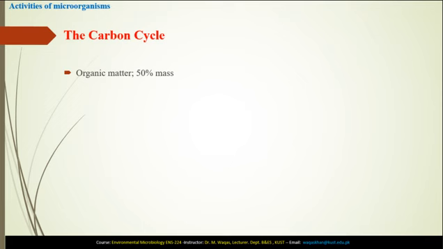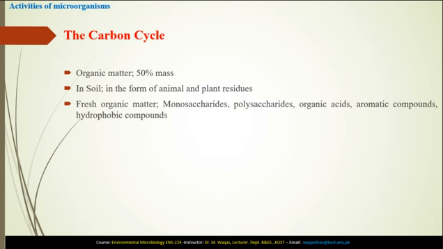As you know, 50% of the organic matter is made up of carbon, and that carbon gets back into the soil in the form of plant and animal residues, for example, falling of leaves, various remains in meadows and forests, animals, roots and shoots of dead plants. The fresh organic matter is composed of monosaccharides like hexose, pentose, polysaccharides like starch, cellulose, organic acids, aromatic compounds like lignin, phenols, and hydrophobic compounds like wax, fats, etc.